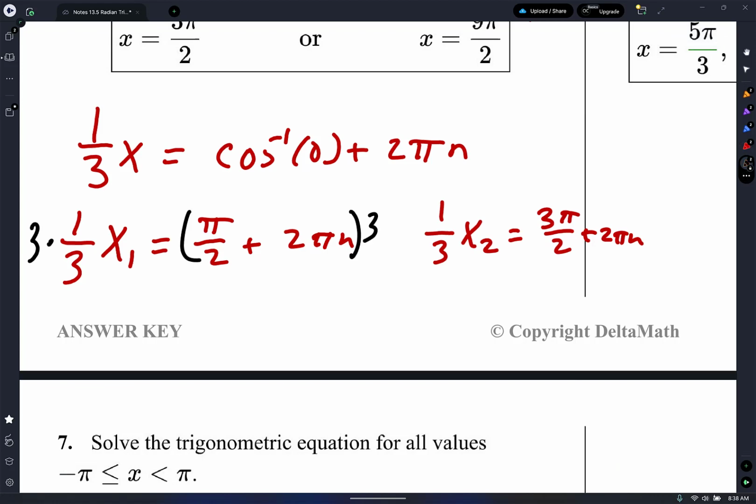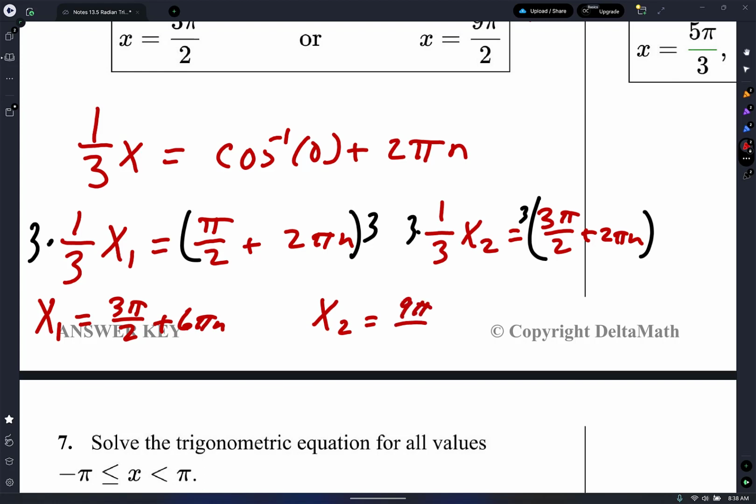See? Times 3 times 3. Everything you do to one side, you do to the other. So here's what I have. I have x1 equals, if I multiply by 3, I get 3 pi over 2 plus 6 pi n on that one. Let's see what I get on the other one. x2 equals, I multiply by 3. 3 times 3 is 9. So 9 pi over 2 plus 6 pi n.